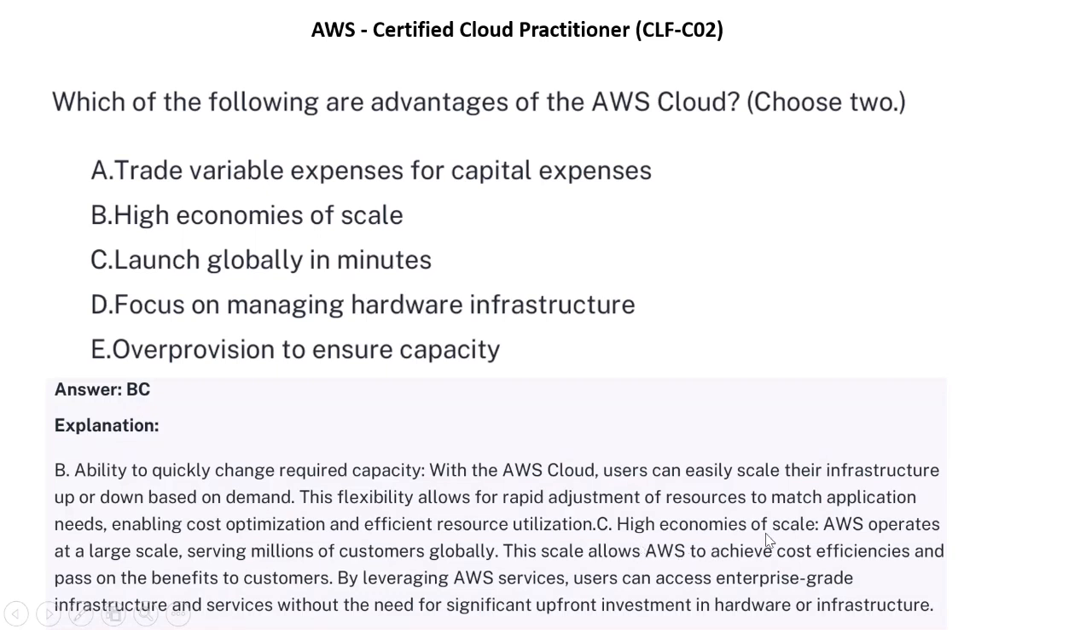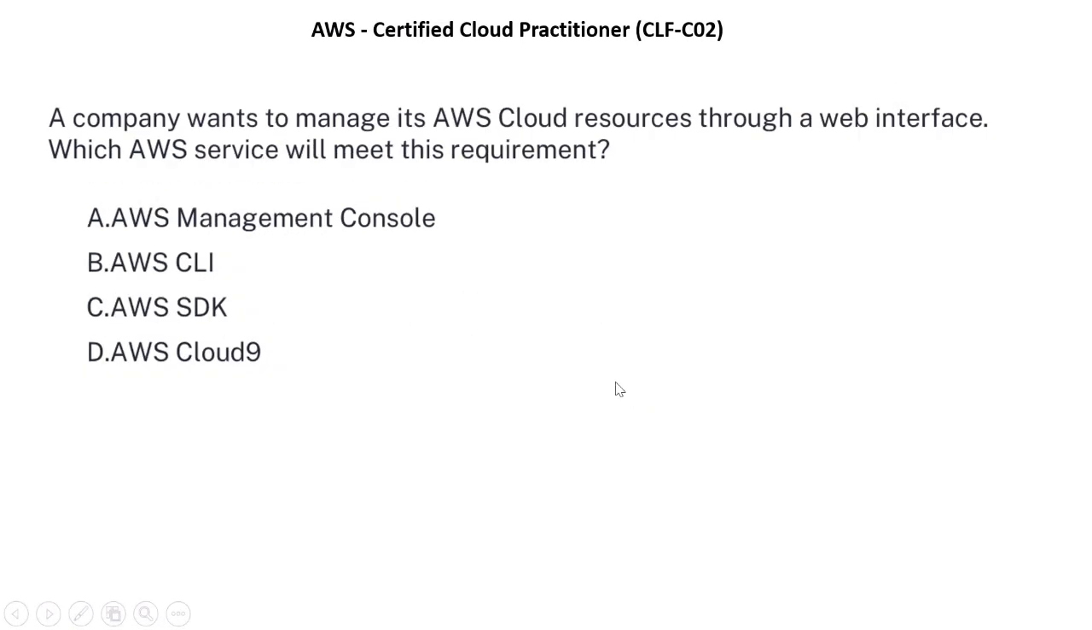Option B, high economies of scale. AWS operates at large scale, serving millions of customers globally. This scale allows AWS to achieve cost efficiencies and pass on the benefits to customers. By leveraging AWS services, users can access enterprise-grade infrastructure and services without the need for significant upfront investment in hardware or infrastructure. Next question.